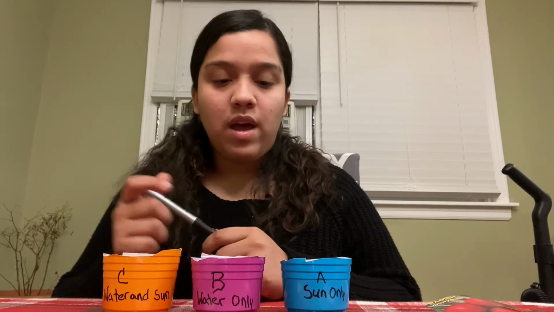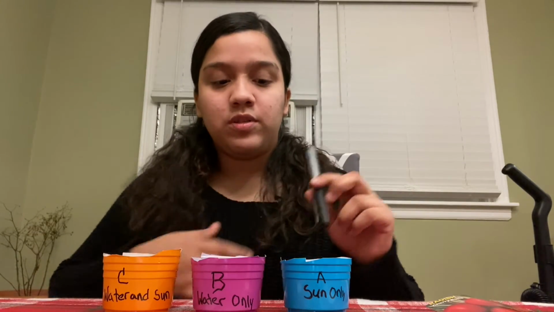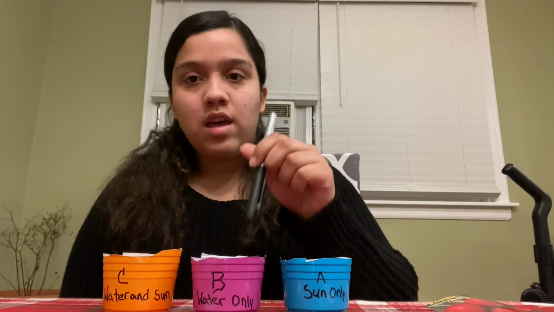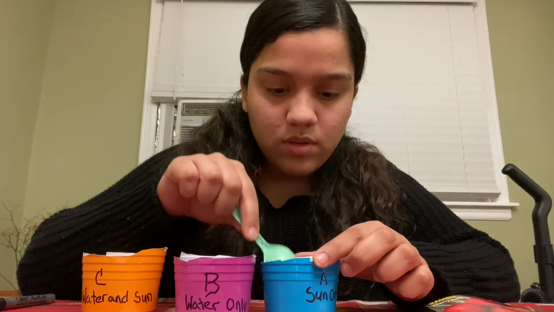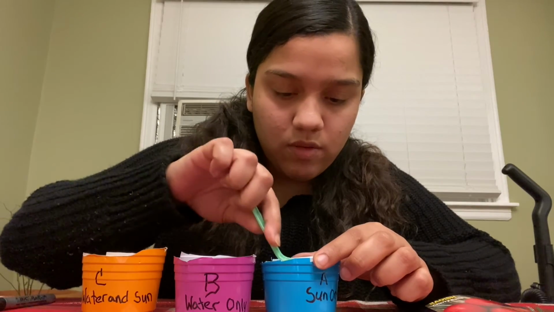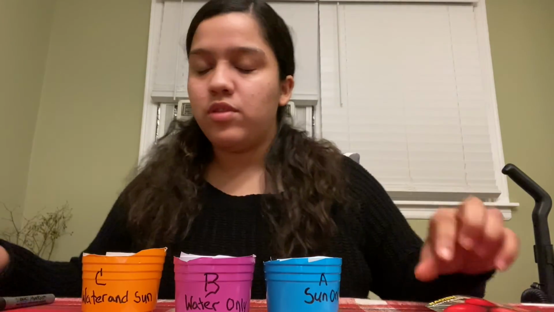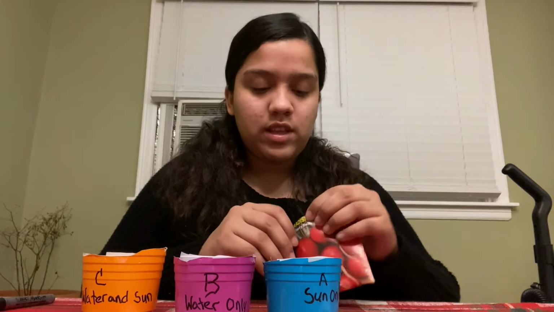So we now have our 3 cups, cup A, cup B, and cup C. I'm gonna make a little hole in cup A. We're gonna add about three radish seeds inside.